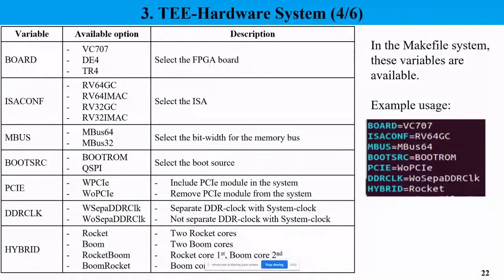The following table introduces the configurability of the hardware generator. Right now, we support three different types of FPGA, named the Xilinx VC707, the Altera DE4, and the TR4. You can set the extensions and the word size of the processor that you want to implement. You can also set the hybrid configuration of the processors: either two Rocket cores, two BOOM cores, or a hybrid implementation of the two.